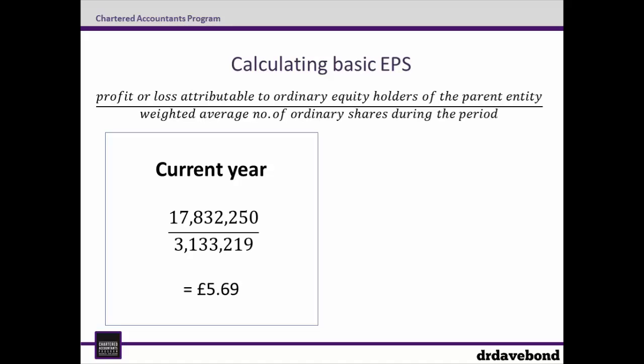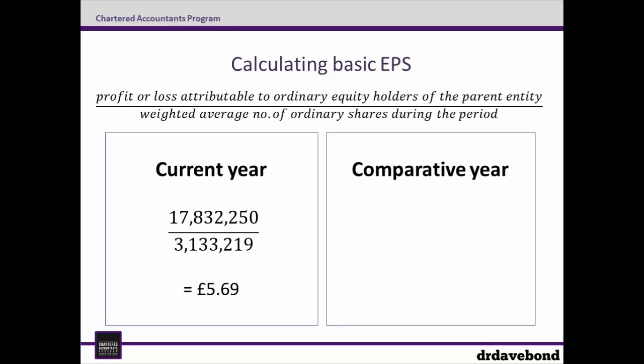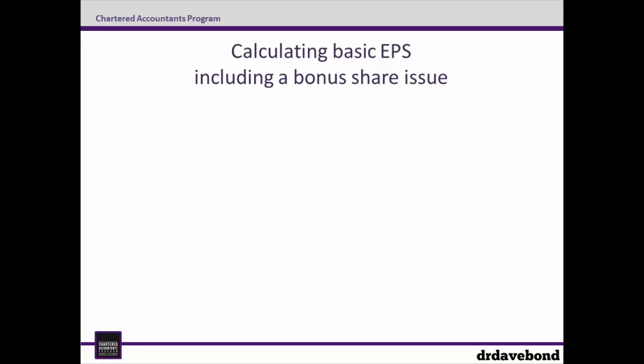Because of the bonus issue, we also need to restate the comparative EPS for the prior year. This originally was £6.20, and to restate it, we divide this original amount by the bonus inflation factor, and this will give us a restated comparative EPS of £4.96. And that's calculating basic EPS, including a bonus share issue.